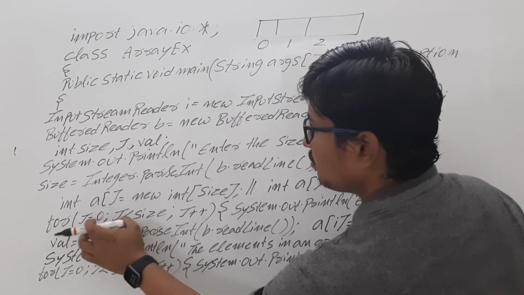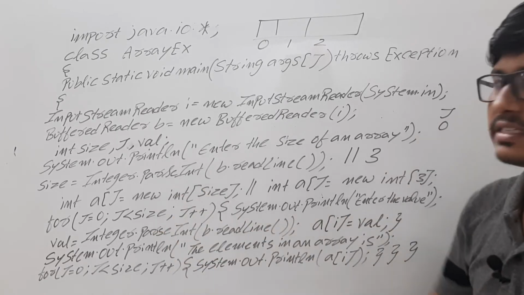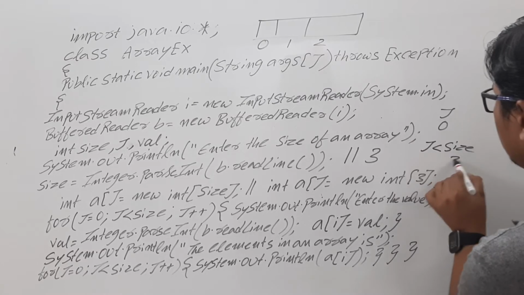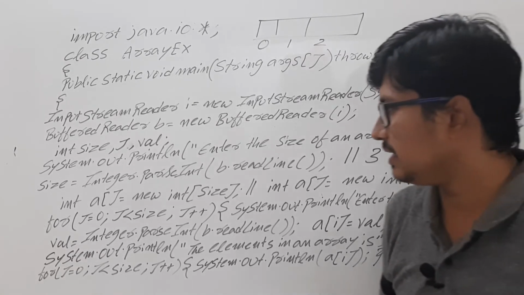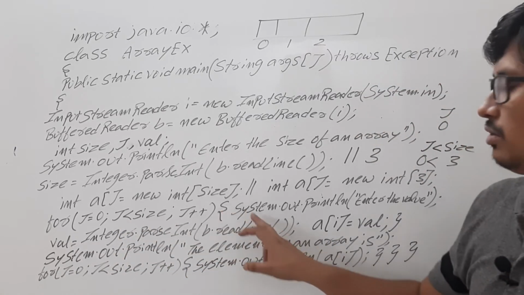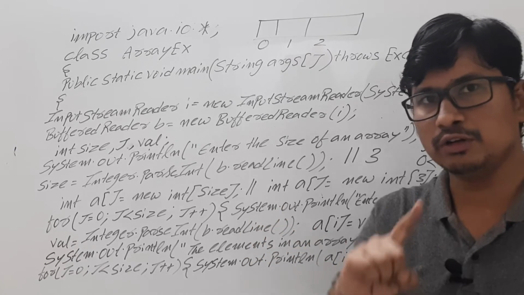Now what you are doing: for j is equal to 0. So j value will be 0. j less than size. What is the size value? Size value is 3. Okay, j value is 0. 0 is less than 3. Yes, this condition is true. As the condition is true, the control will go inside the for loop and execute the instructions which are there in the for loop once.